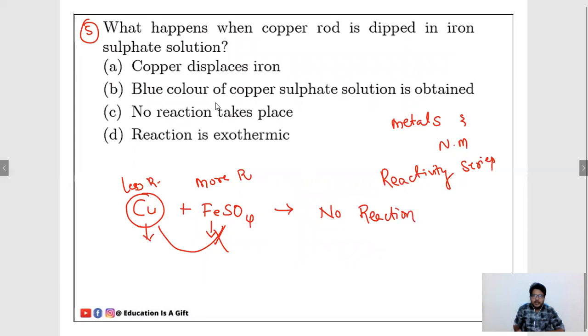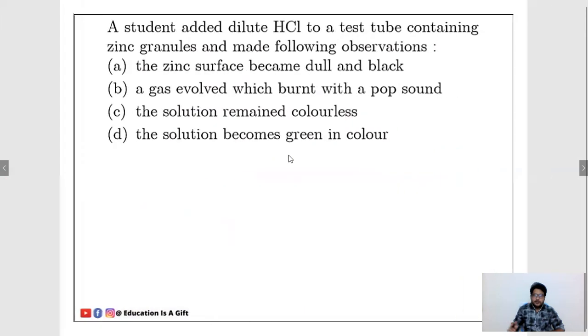Here, what options are there? Copper displaces iron? No, that is not possible because copper is less reactive than iron. Blue color copper sulfate solution is obtained? No. No reaction takes place? Yes. The reaction is exothermic? There is no production of heat or absorption of heat. What is meant by exothermic and endothermic, we'll discuss in further MCQs. So the answer is no reaction takes place.